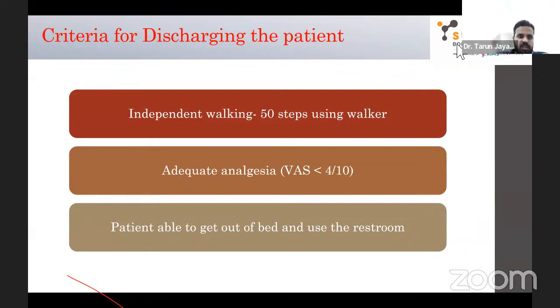So after all this is done and after you've taken care of everything, when do you decide whether the patient is fit for discharge from your hospital? We generally use 3 criteria. First, the patient is able to walk independently using a walker for at least 50 steps, and he has adequate pain control, which is a VAS score of less than 4, and the patient is able to get out of bed and use the restroom. Then he is considered fit for discharge.